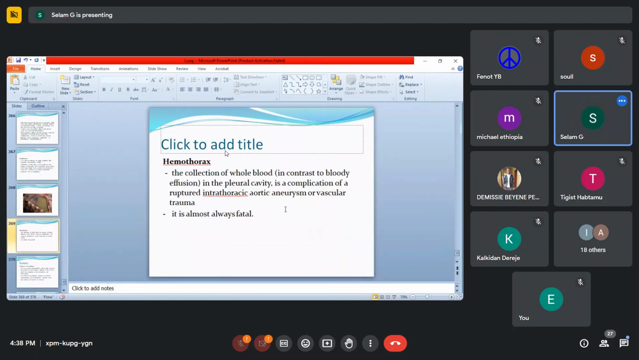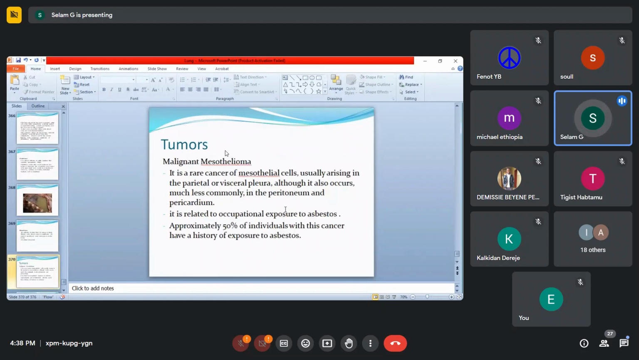hemothorax. Hemothorax is the collection of whole blood, in contrast to bloody effusion, in the pleural cavity. It is a complication of a ruptured intrathoracic aortic aneurysm or vascular trauma. It is almost always fatal.